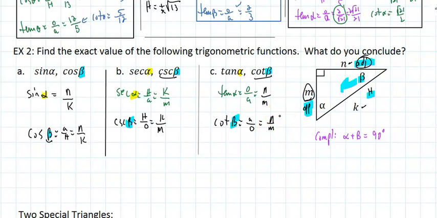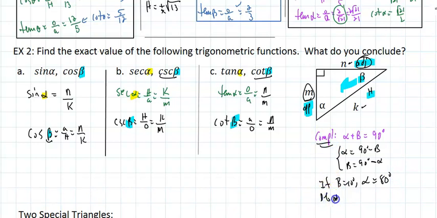And what do I conclude? Well, if I look at the complementary, doesn't that mean that alpha equals 90 minus beta, or beta equals 90 minus alpha? That means if I know one angle to be 10 degrees, I would know automatically that alpha is 80 degrees. That's what it means to be complementary. If alpha is 30 degrees, then I know beta must be 60 degrees.